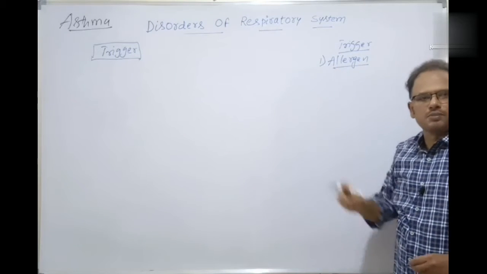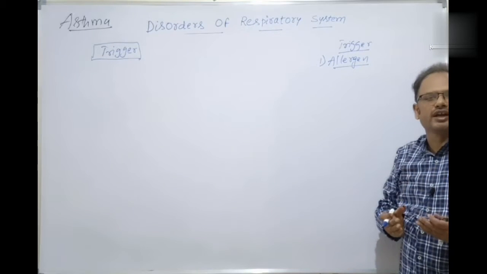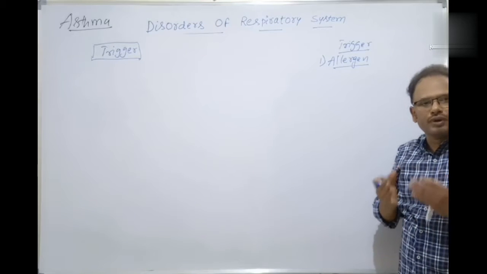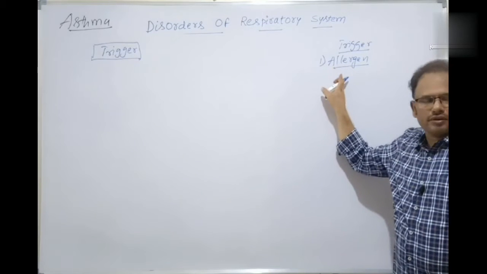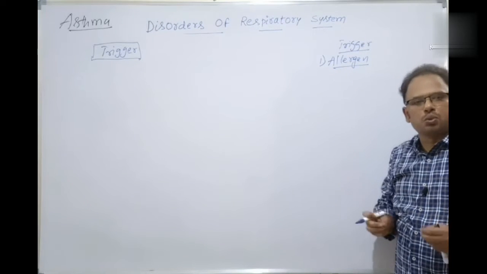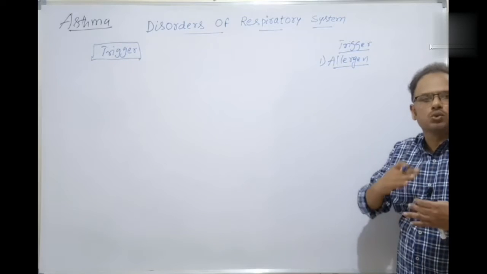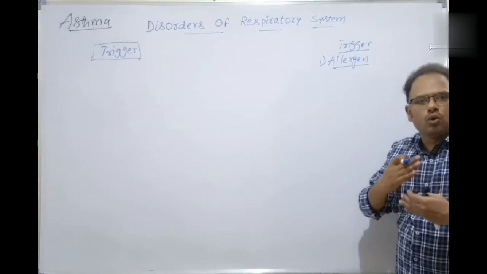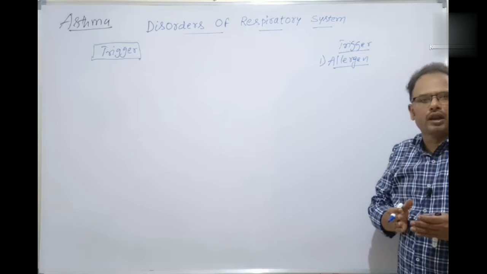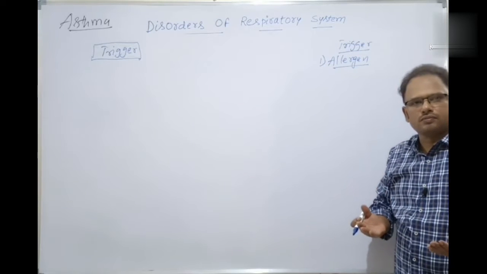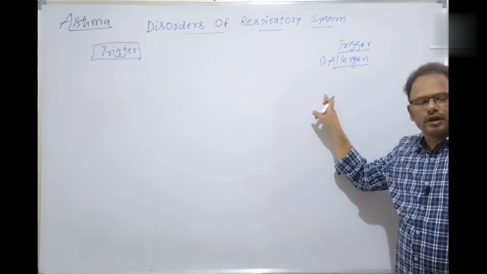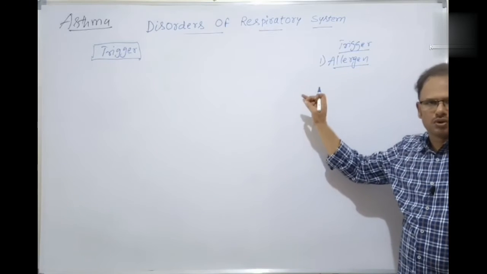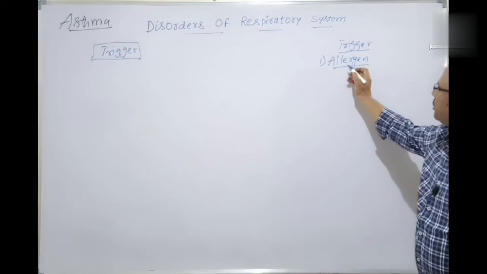An allergen is a substance which causes an exaggerated immune response in the human being and which may lead to asthma. Exaggerated immune response. What is exaggerated? That is over. Exaggerated means more than normal, an abnormal immune response because of the entry of an allergen into the human body. So the trigger can be in the form of an allergen.